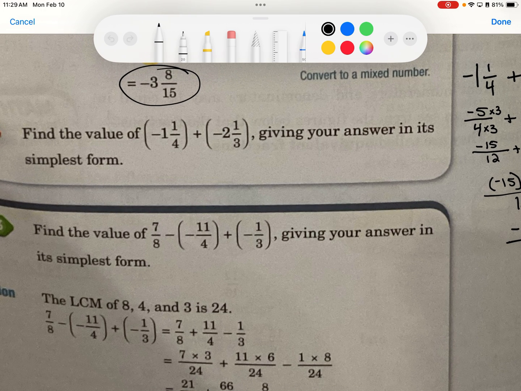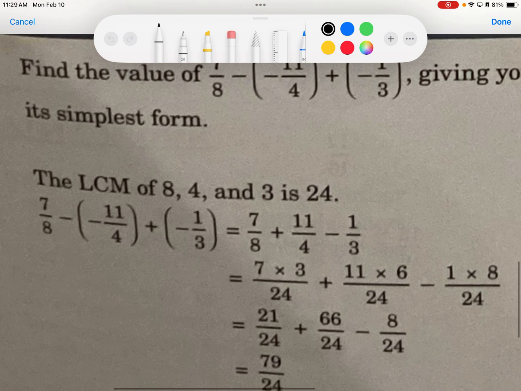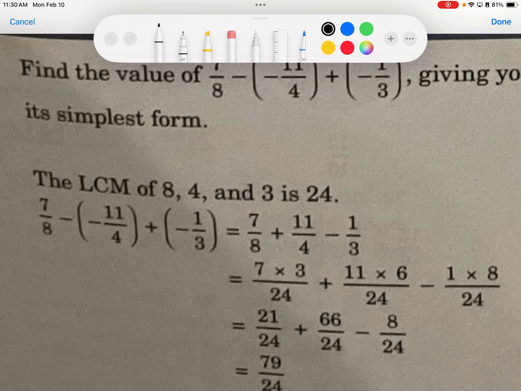Find the value of 7/8 minus negative 11/4 plus negative 11/3. So 7/8 plus 11, well, yes, so the first thing we're going to do. Oh, it's 22/8. Yeah, so 22/8. What's 7 plus 22? So I'm going to follow through this. Can you be quiet while you're doing that in your head, Micah?